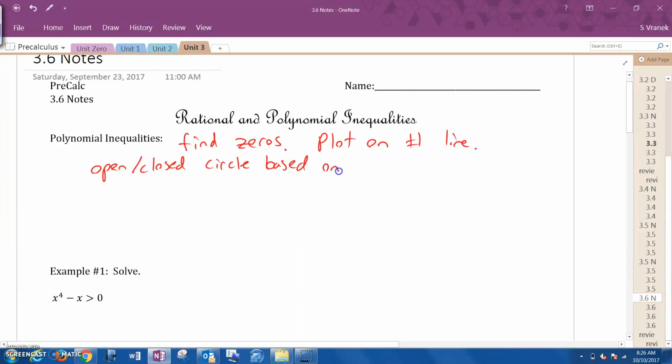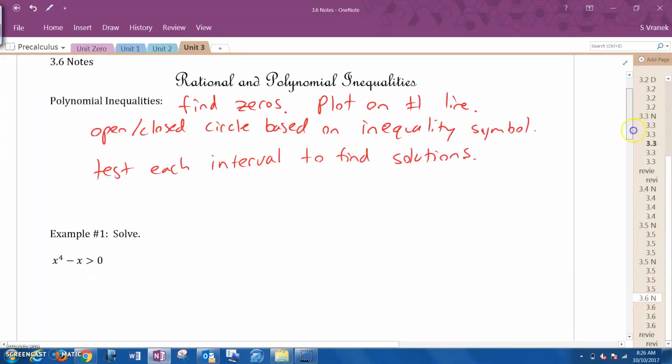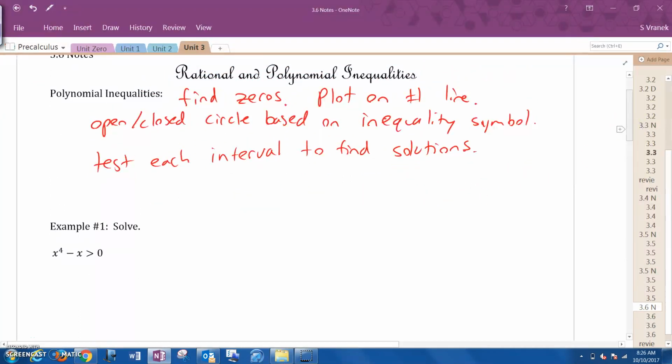Alright, so based on the inequality symbol, and then finally you have to test each interval. And again, we did this with quadratics, but now we're doing it with any polynomial, so this could be cubic, quartic, quintic. So to find the solutions. Okay, so you can pause the screen and write that down.